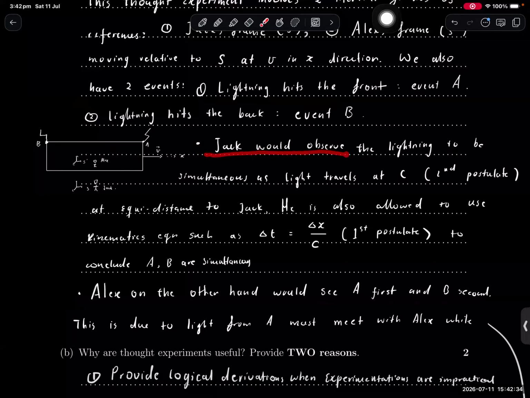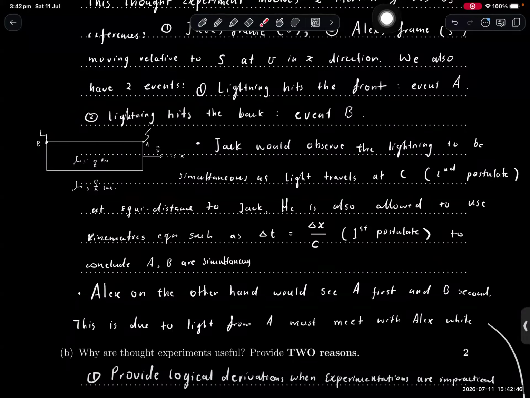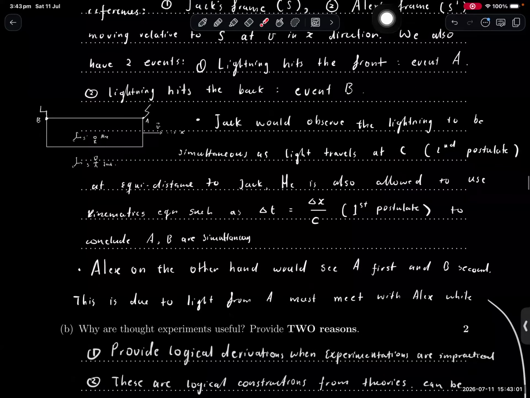So Jack would observe the lightning to be simultaneous because it's literally traveling the same distance towards Jack. Therefore, he would observe a simultaneous event. The reason for this is he sees both lightning bolts traveling at the speed of light c, and there is also equidistance. So using the first postulate and the second postulate, he was able to conclude that events A and B are simultaneous.